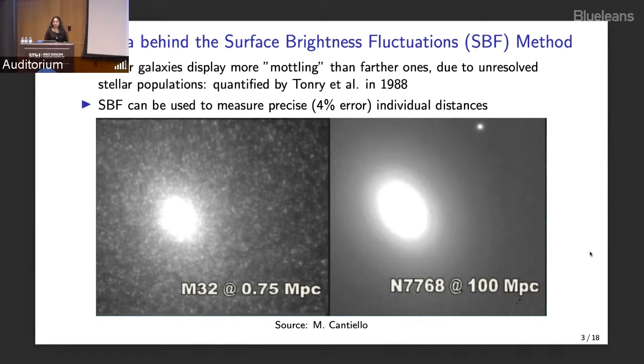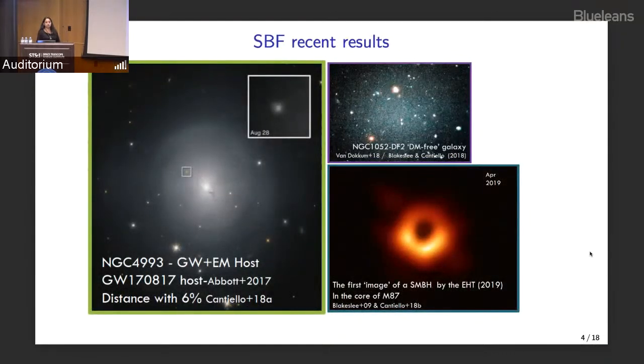This was done for the first time in the late 80s by John Tonry, and we've been using this method ever since. It turns out that it gives us very accurate individual and group distances, with individual distances accurate to 4%. And we really like that, because in recent years we've had very accurate distances for very major discoveries. For example, the GW170817 host, the dark matter-free galaxy, and the first image of the black hole: the most accurate distances to all these three targets were calculated using SBF.